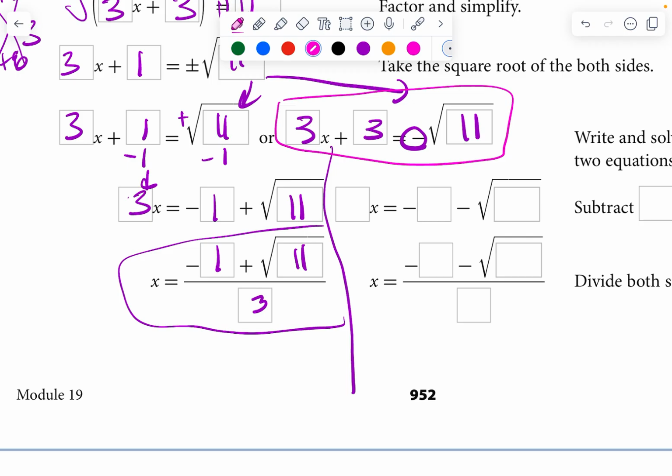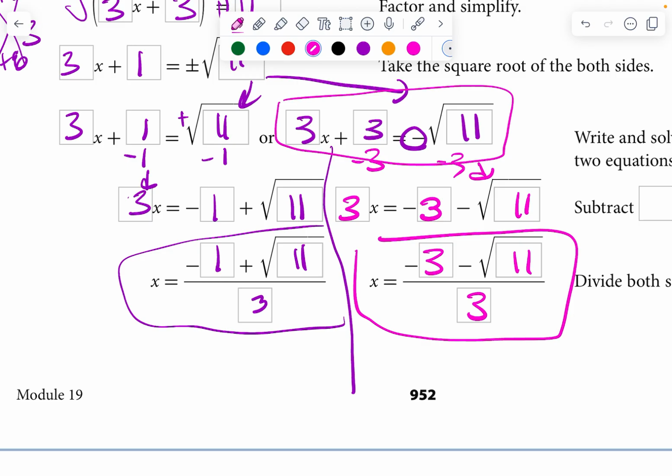3x plus 3 equals negative square root of 11 here. And I have to take 3 away from both sides, which I'm doing here. Then I have to divide both sides by 3. So my other answer would be x equals -3 minus the square root of 11 over 3. Now this is much harder than the examples you're about to look at.